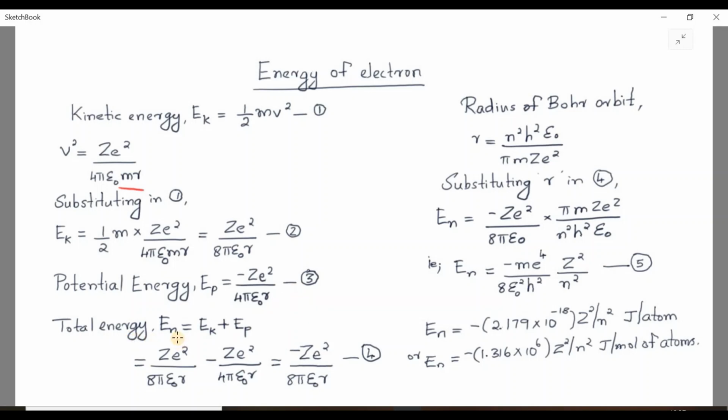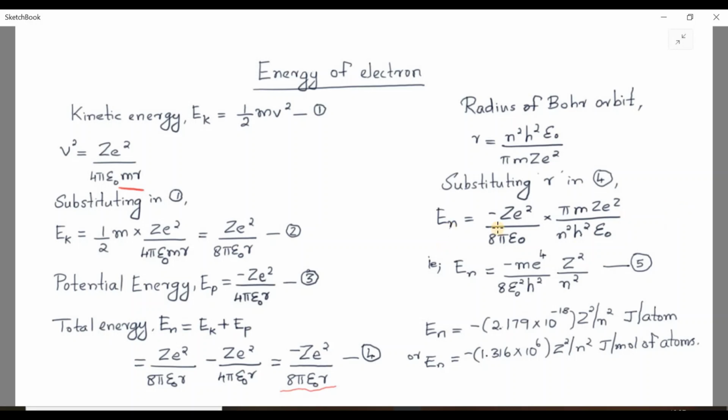The total energy En is the sum of kinetic and potential energy. That is, En is equal to Ek plus Ep. That is, ze square by 8 pi epsilon naught r plus minus ze square by 4 pi epsilon naught r, which is equal to minus z square by 8 pi epsilon naught r. Equation 4. We have already derived the radius of the Bohr orbit as r is equal to n square h square epsilon naught by pi m z square. Now substitute the value of r in equation 4.